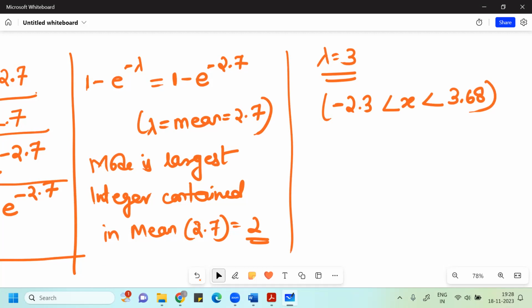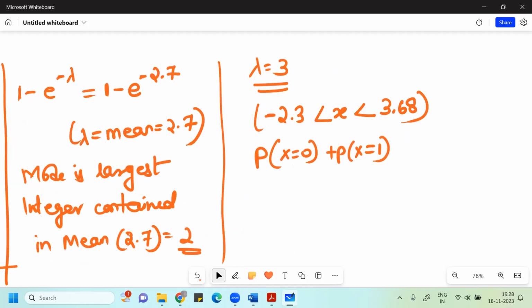Okay, so here what can be your x value? It cannot be minus 2. Your x cannot be minus 1. So here your x can be either 0 or 1, or your x is equal to 2 or your x is equal to 3. Any doubt?